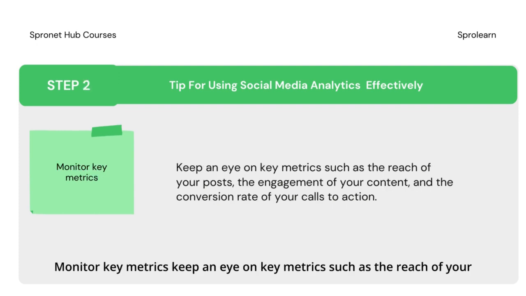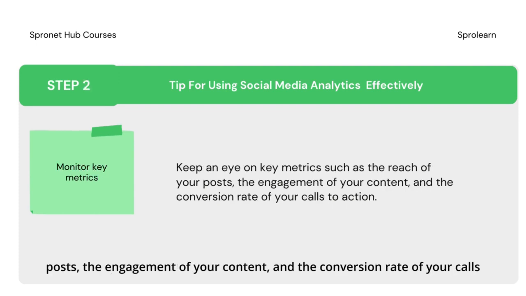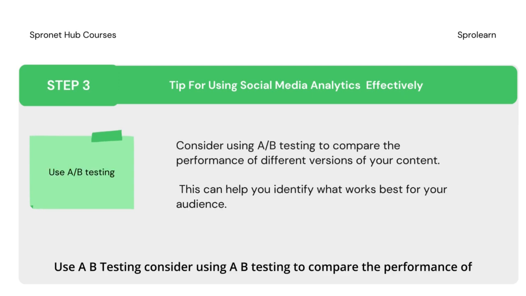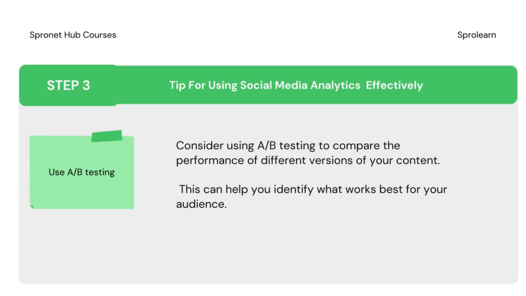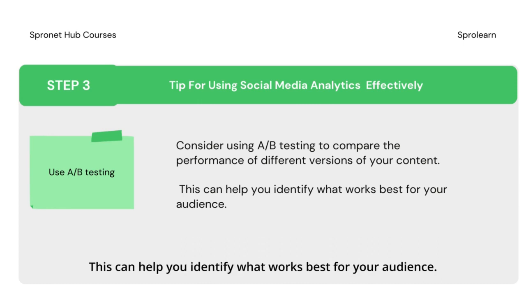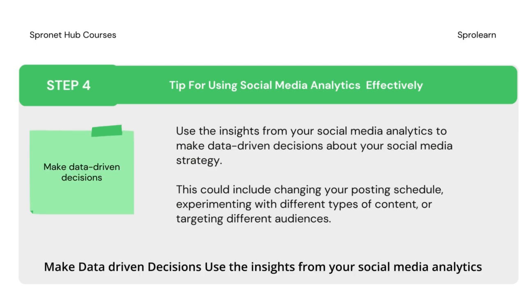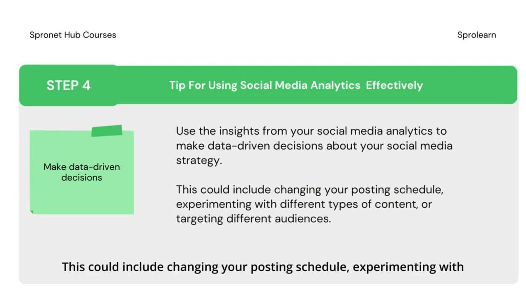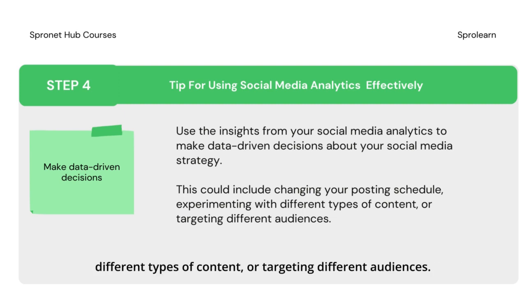Monitor key metrics. Keep an eye on key metrics such as the reach of your posts, the engagement of your content, and the conversion rate of your calls to action. Use A/B testing. Consider using A/B testing to compare the performance of different versions of your content. This can help you identify what works best for your audience. Make data-driven decisions. Use the insights from your social media analytics to make data-driven decisions about your social media strategy. This could include changing your posting schedule, experimenting with different types of content, or targeting different audiences.